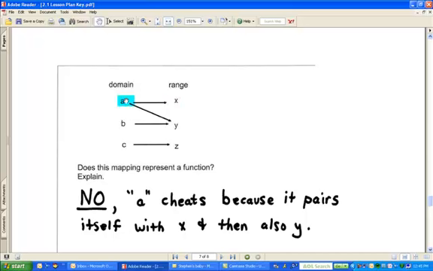A promises itself to be with X forever. Okay? And then all of a sudden, A decides to go out with Y. That can't happen. Once a domain value has made up its mind, it can't change it. So basically I'm going to call A a cheater, and for that reason, this mapping is not a function. In a function, once the X value pairs itself with a Y value, it cannot then go back and pick a different Y value.